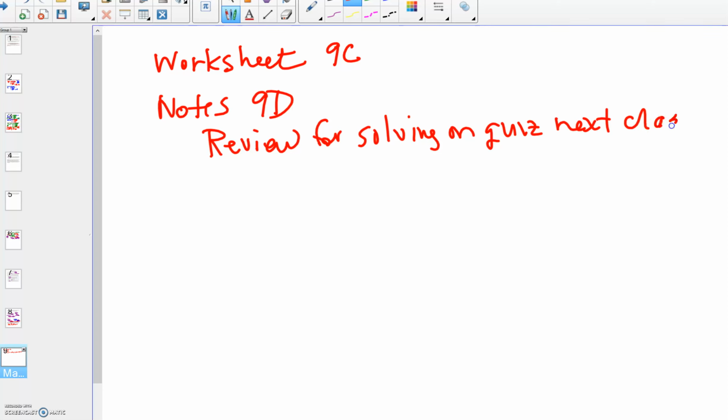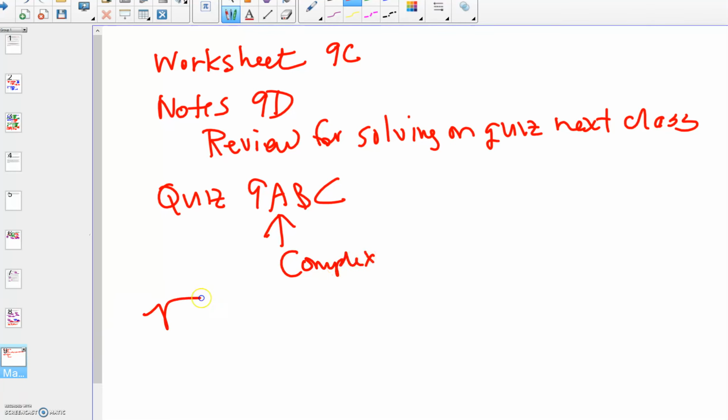So we'll talk about those next class, and also keep in mind that the quiz is going to be 9ABC. It will not be over the 9D notes, but it will be 9ABC. A, remember, is complex. So you need to make sure that you know how to do the square root of negative 24, or what 5i times 3 minus 2i might be. So we need to know that i squared is equal to negative 1.